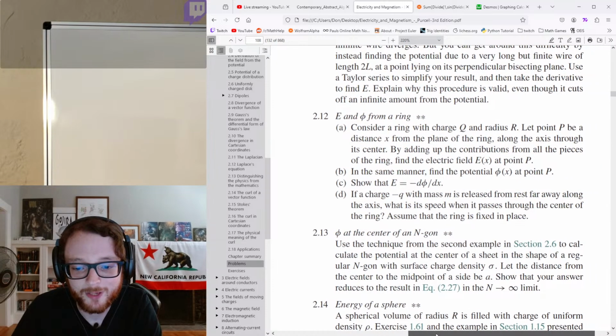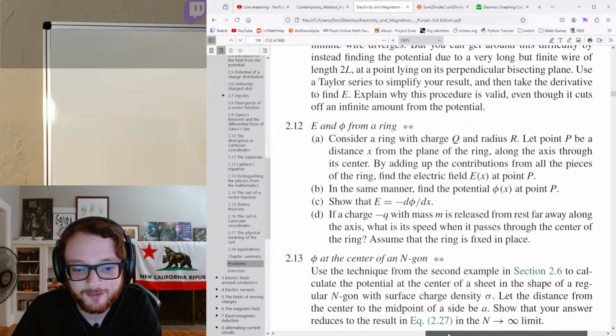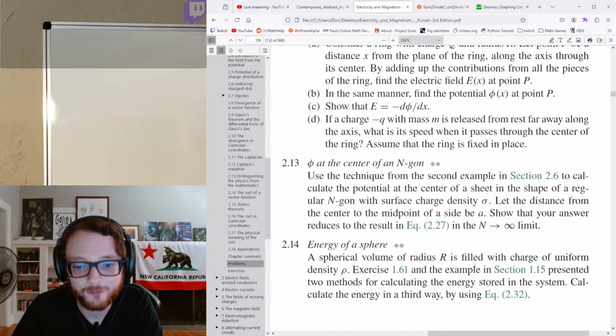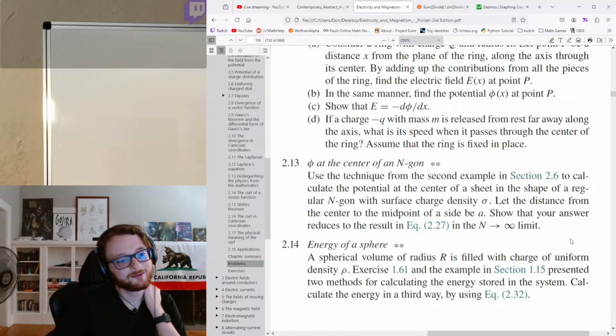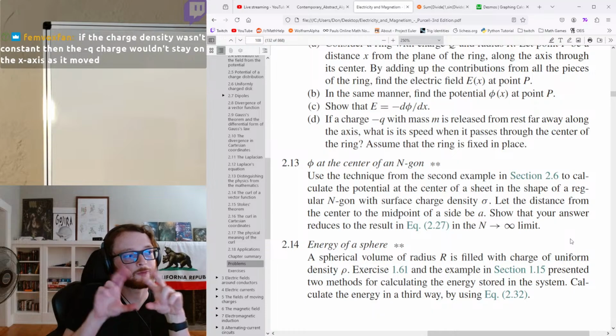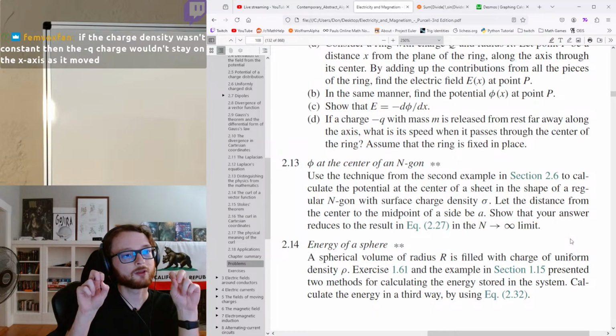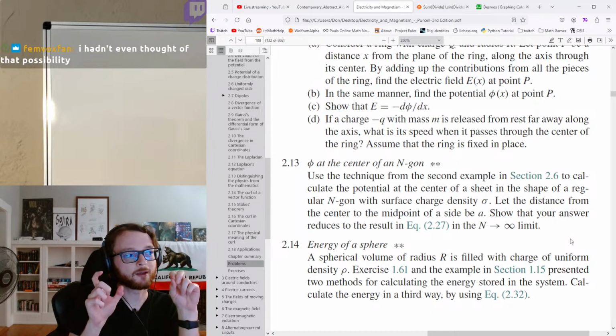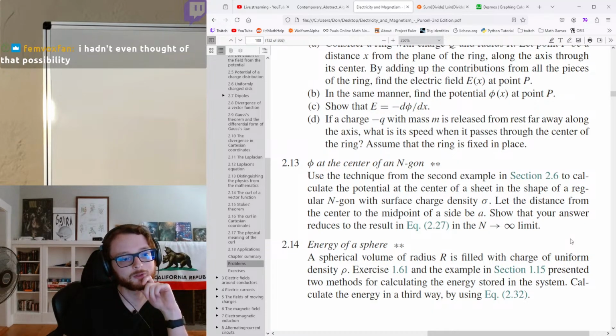I'm just going down the list right now of these questions. What does 13 say? If charge density wasn't constant, then the minus Q charge wouldn't stay on the x-axis as it moved. Agree, Fembox, yeah. Well, they're not talking about a varying charge density where one part of the ring has more charge than the other. They're talking about as the ring expands, you are losing charge per length unless you increase the charge proportionally. And I think that's what they were saying.